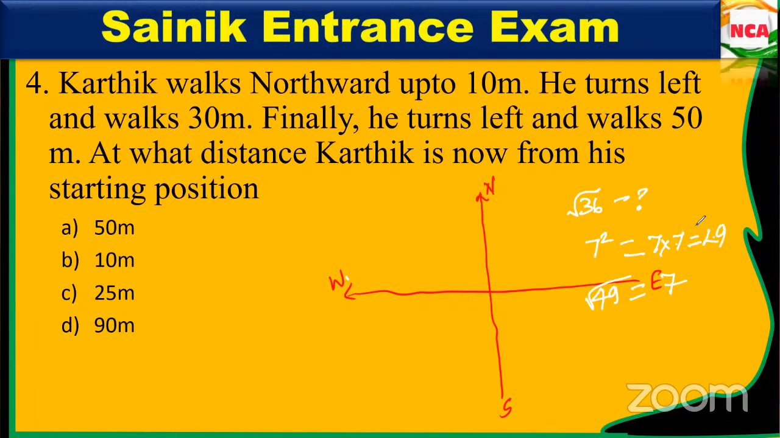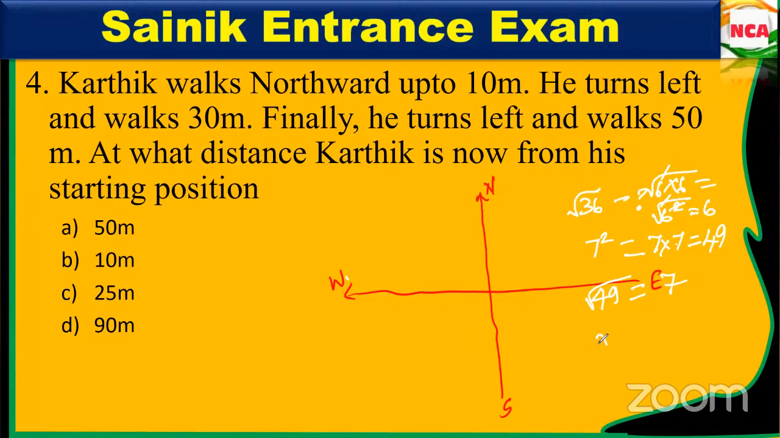49. So what is the root of 36? 6 into 6. You are making a root, so you are going to remove one root and one square. We can write it as 6 squared, so root of 6 squared. The square and the root will get cancelled. Only 6 will be there. Is this clear, what I'm writing?